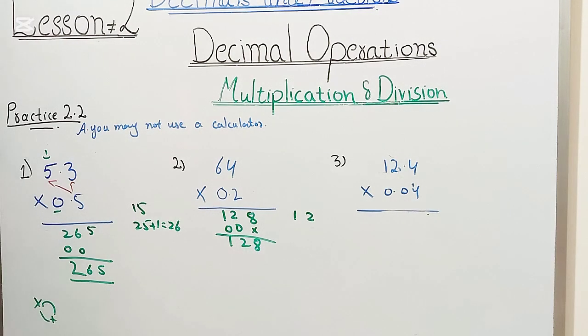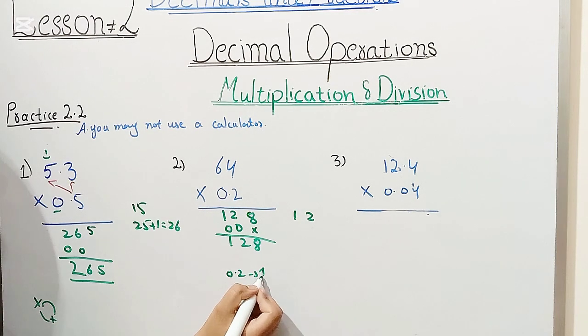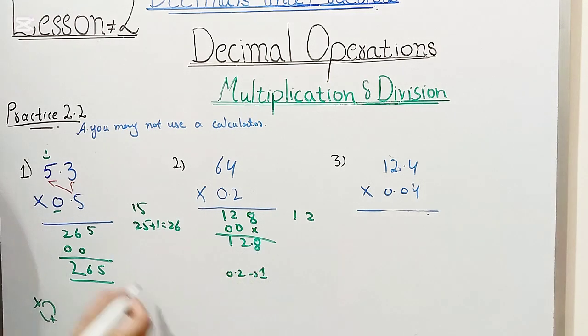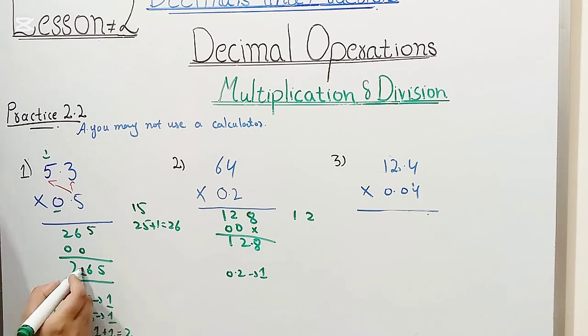Okay, now decimal. 0.64 has no decimal, 0.2 has one decimal value. So I will write decimal, we will move decimal from the right side, 12.8. Now as in the first, 5.3 has one decimal value, 0.5 has one decimal value, 1 plus 1 is equal to 2. Then we will move from the right side, 2.65.